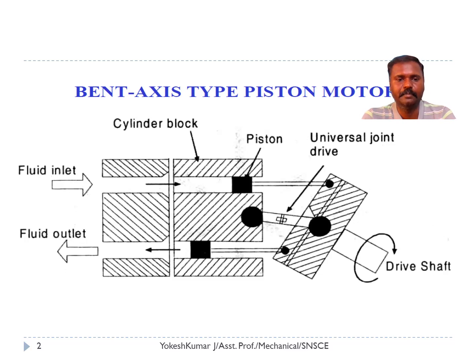And coming to the operation, the oil from the reservoir is pressurized in the pump. The mechanical action of the pump pressurizes the fluid and it is sent to the direction control valve. By changing the position in the direction control valve, the fluid is directed to the fluid inlet of the bent axis type of motor.